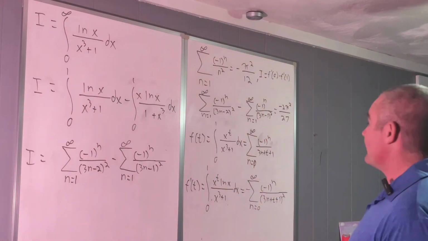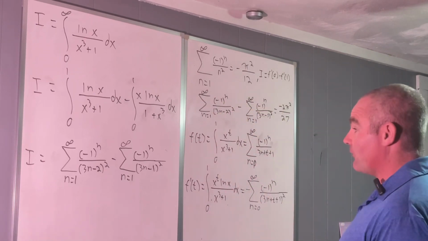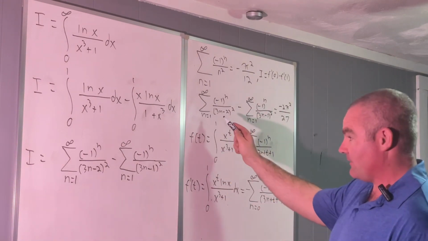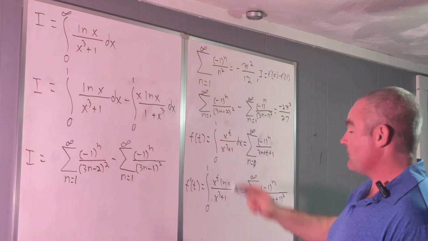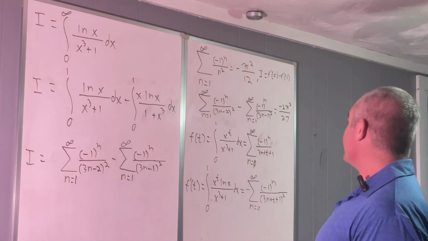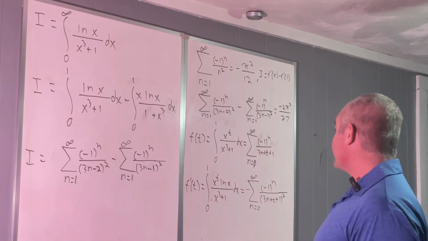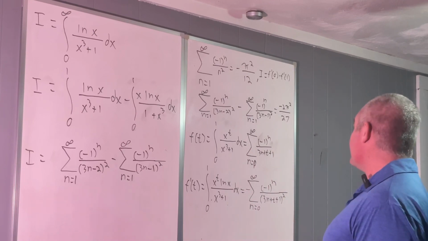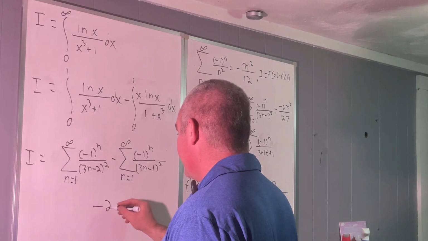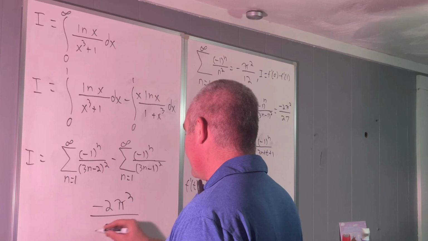Okay. Well, that's it. That is exactly this identity that I proved. Therefore, we have n going from 1 to infinity, negative 1 to the n, over 3n minus 2 all squared, minus the sum going from n equals 1 to infinity of negative 1 to the n over 3n minus 1 all squared. And that's equal to negative 2 pi squared over 27. So negative 2 pi squared over 27 is the answer.